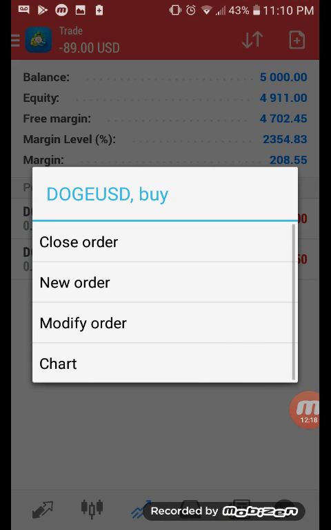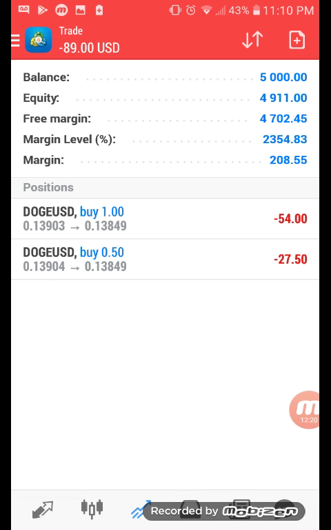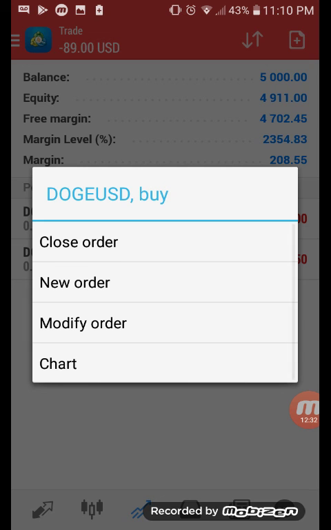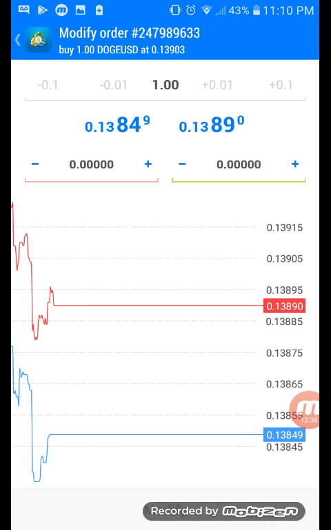So you will click here. Let me see if I did that right. Okay, I did that wrong. You will click here, go to Doge, then Doge USD, buy, and the dollar one. You will click that one and hold it down, and then it says modify order. You will modify the order, and then go here to the right.